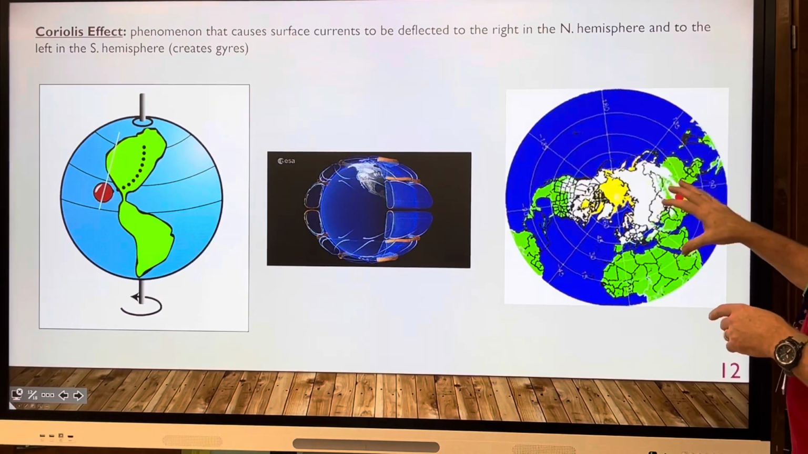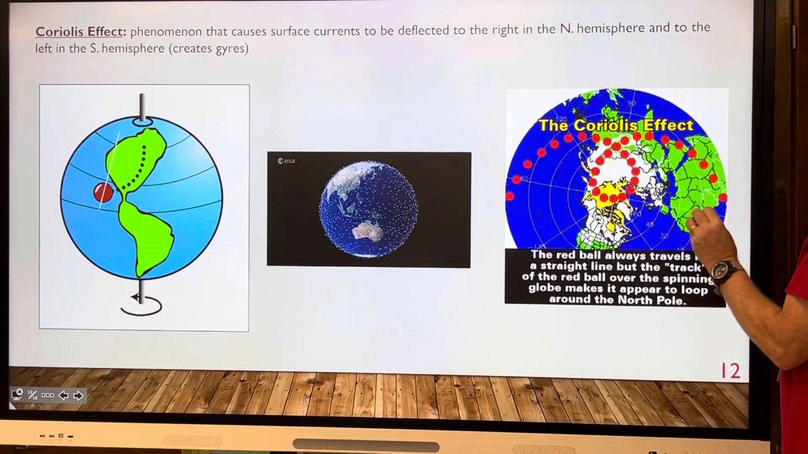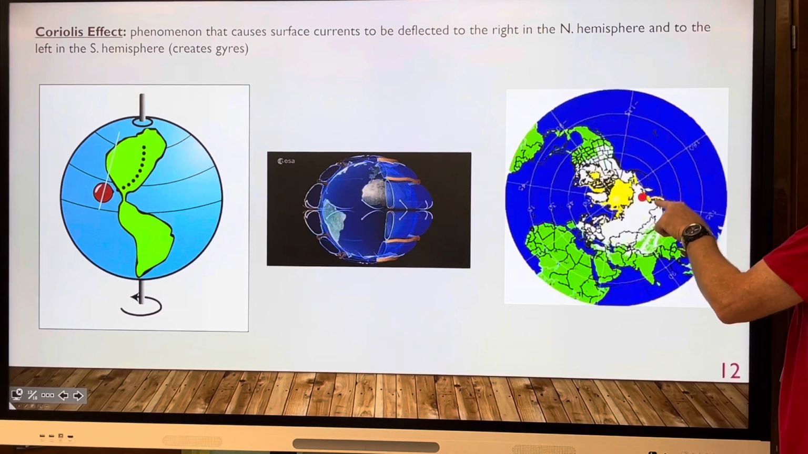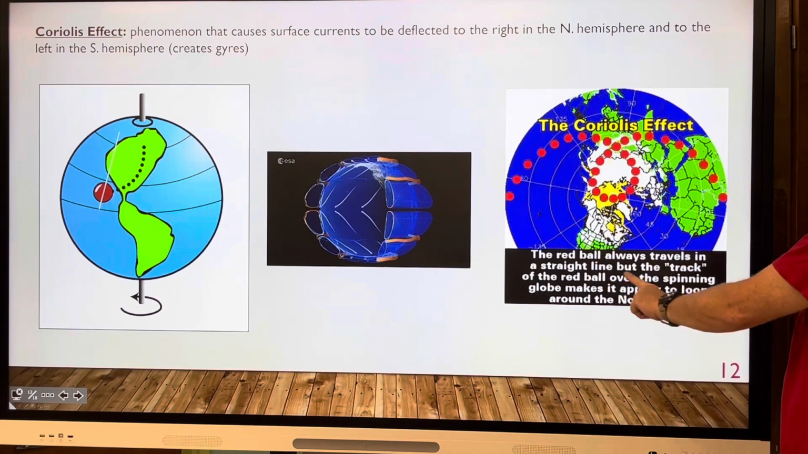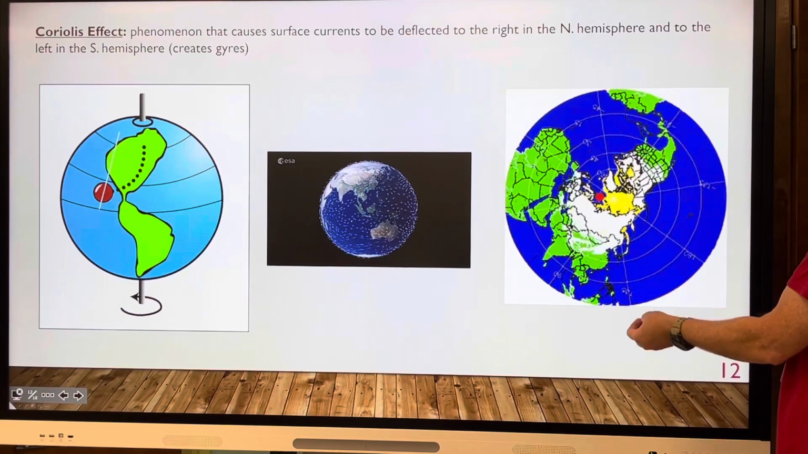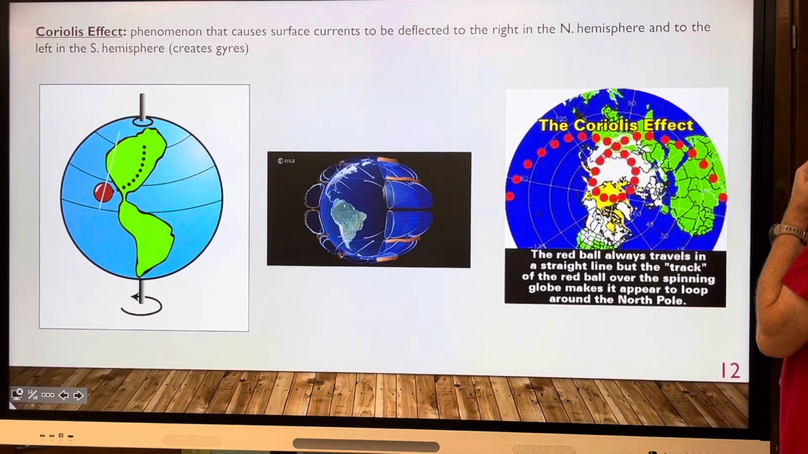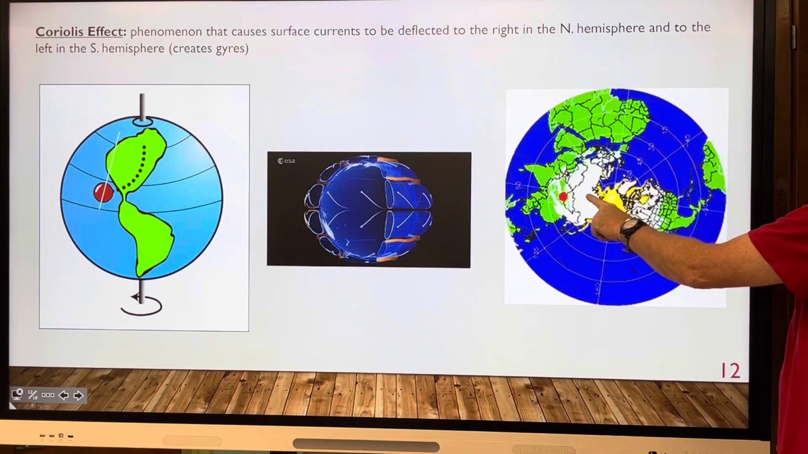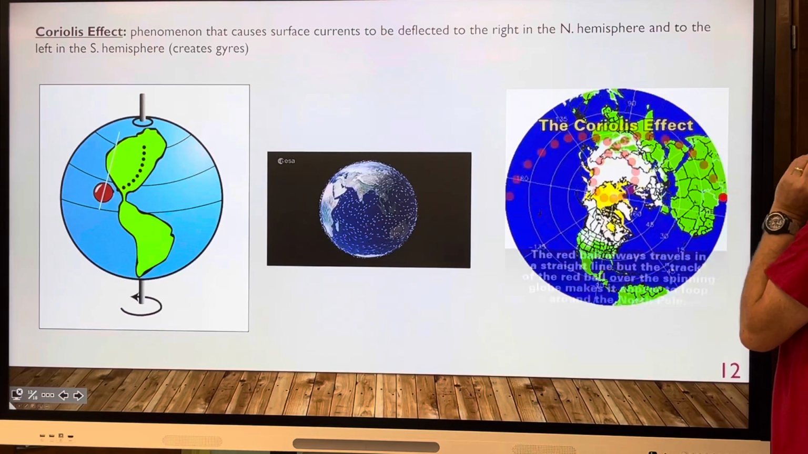So what we're seeing here is this red ball is actually traveling in a straight line, but because the Earth is spinning, it looks like it's taking a curved path. So the red ball always travels in a straight line, but the track over the spinning globe makes it appear to be in a curved line. So you can see the curvature, okay, appear to loop around the pole, but it doesn't, does it? It's actually traveling in a straight line. But if you were to track that ball over the surface, it makes that pattern.